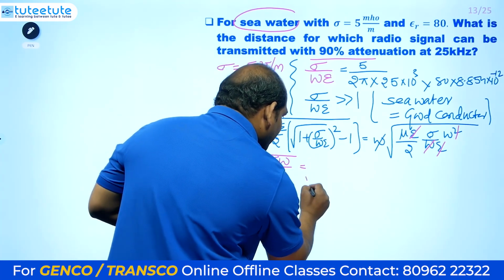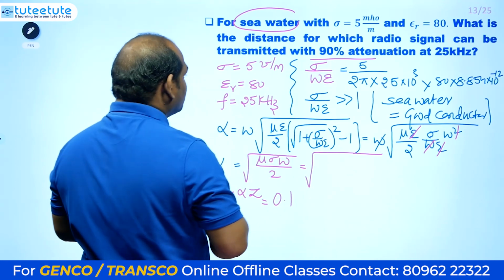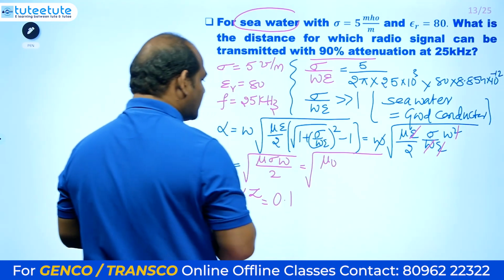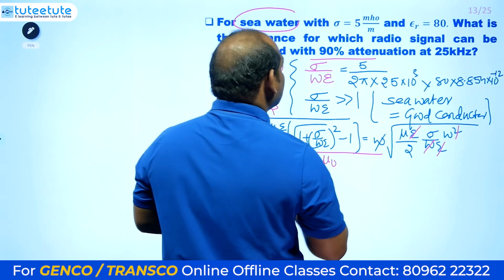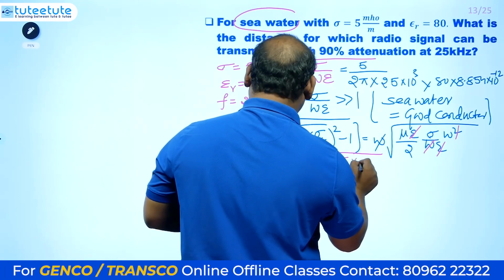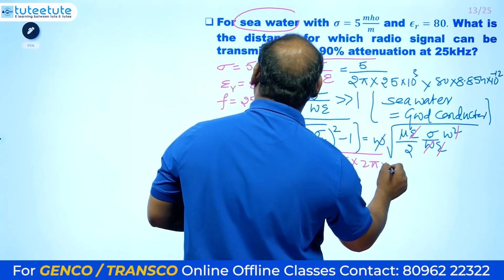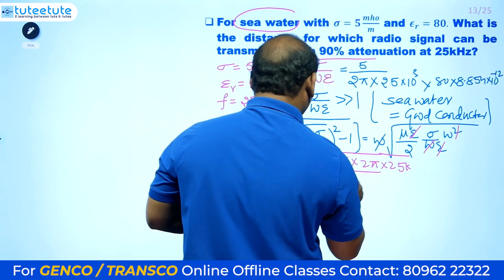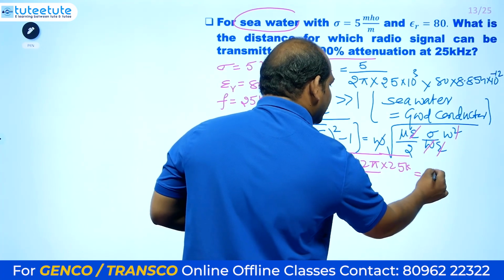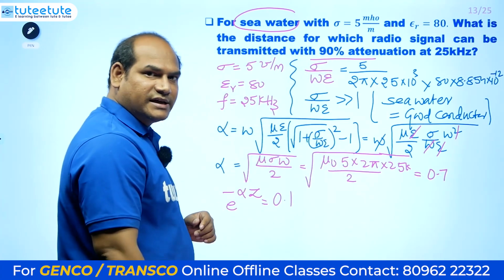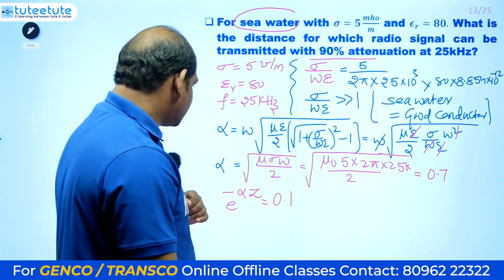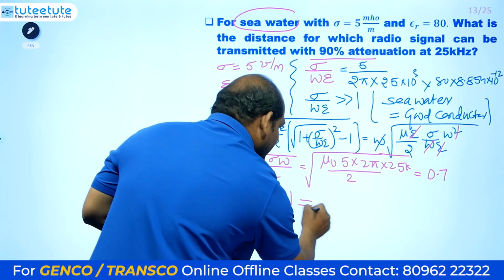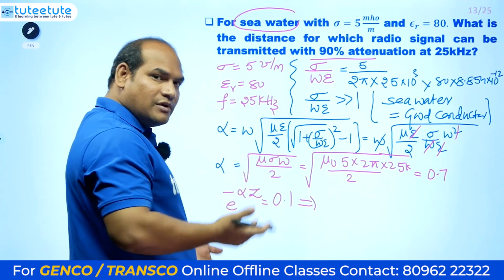So calculate the alpha value from this particular formula. Mu means mu naught, mu r value is 1, sigma they have given 5, and omega means 2 pi f, where they have given 25k, by 2. If you calculate this, you may get approximately 0.7. You can calculate that for the exact value. Next, we use that alpha value here. We are required to calculate at what distance, that means the z value.